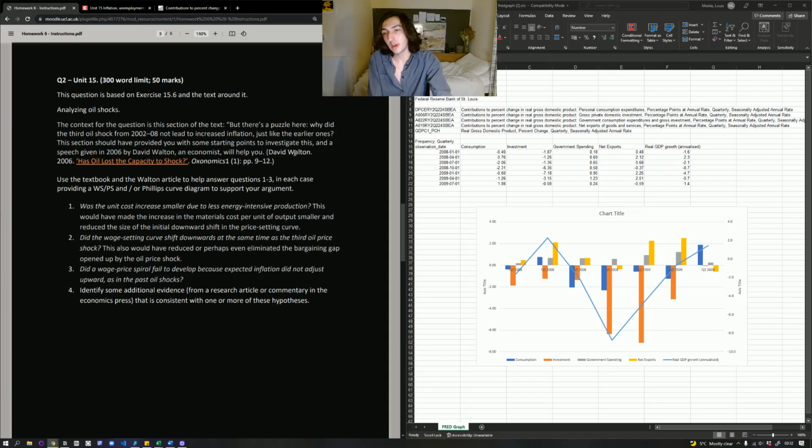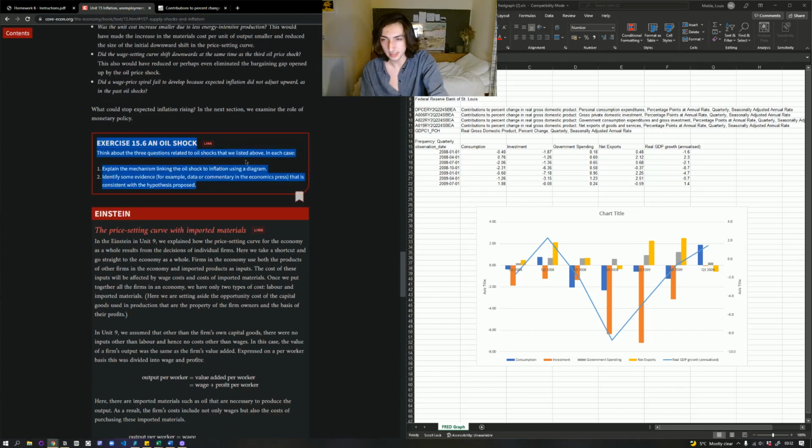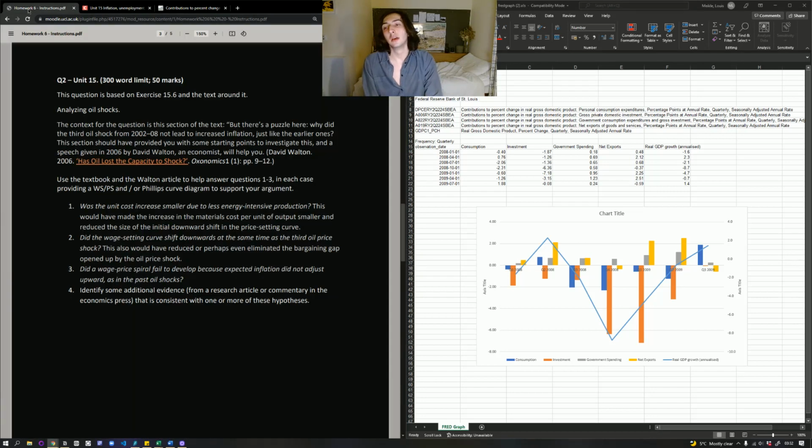So the question is based around exercise 15.6, which is this exercise. Analyzing oil shocks. Oh, God. The context for the question is this section of the text, but there's a puzzle here. Why did the third oil shock from 2002 to 2008 not lead to increased inflation, just like the earlier ones?